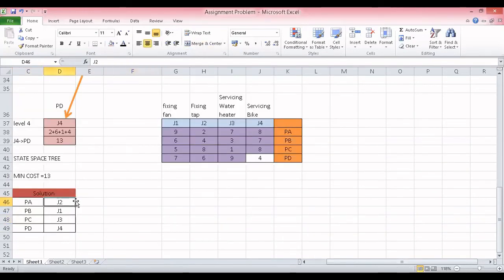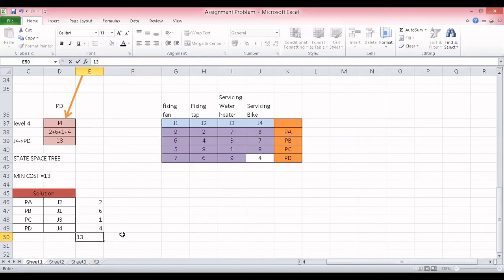So what is the job 2 cost? Job 2 is assigned to person A, so the cost is 2. Job 1 is assigned to person B, so the cost is 6. Job 3 is assigned to person C, cost is 1. And job 4 is assigned to person D, cost is 4. The summation of this is 13.